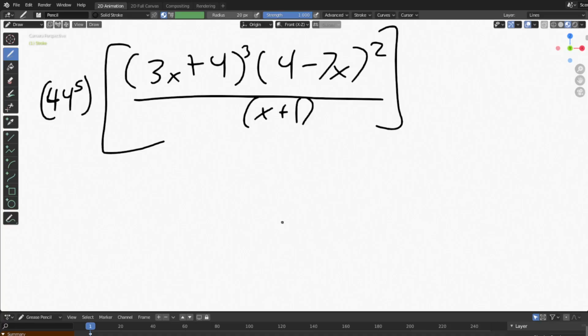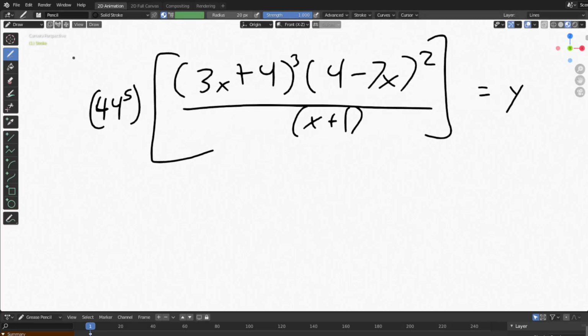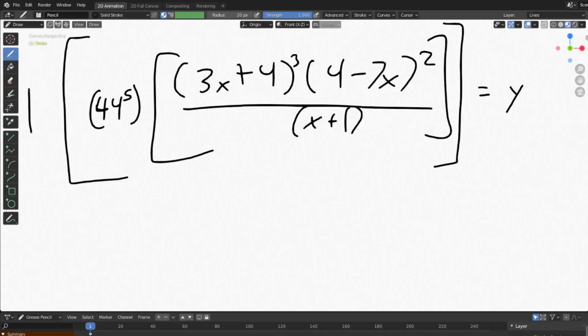It's just ridiculous. So what we're going to do is say that this is equal to y, and we're going to take the natural log of both sides. So this is its own ln, and then if I rewrite this other side, it is ln of y.